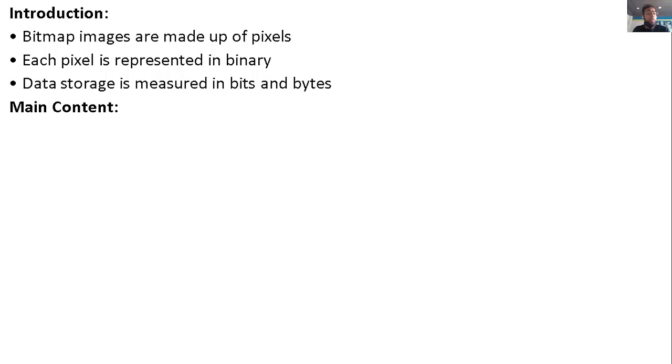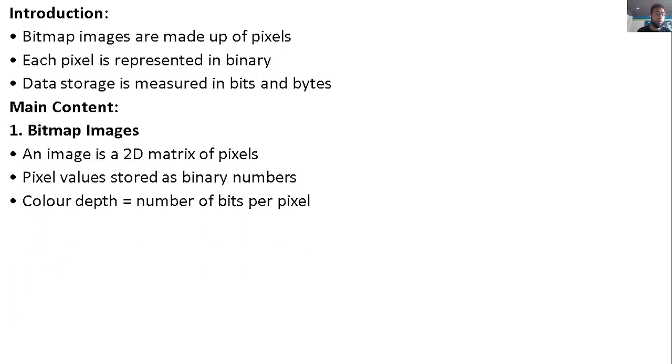Now, bitmap images are made up of pixels. Each pixel is represented in binary. Data storage is measured in bits and bytes. As everyone knows, we measure data in megabytes, megabits, gigabits, and kilobytes. So these are basically the measurements of data.